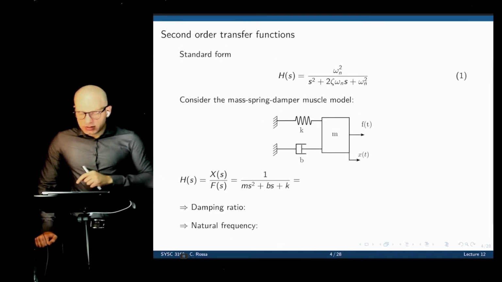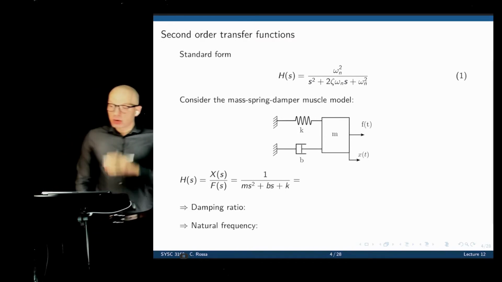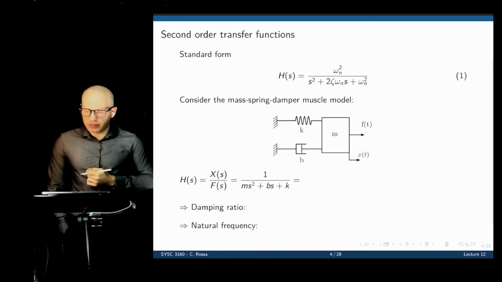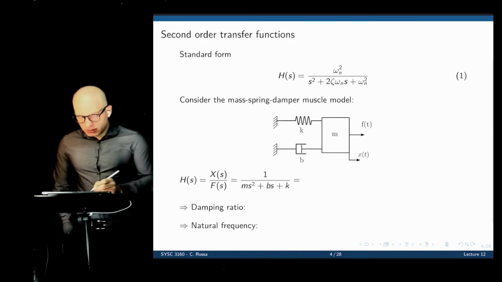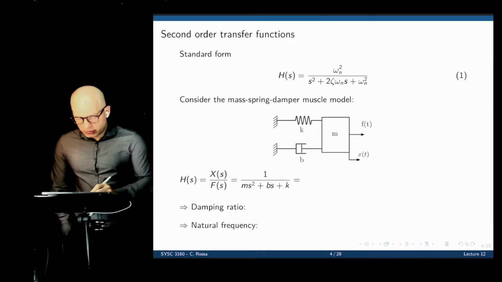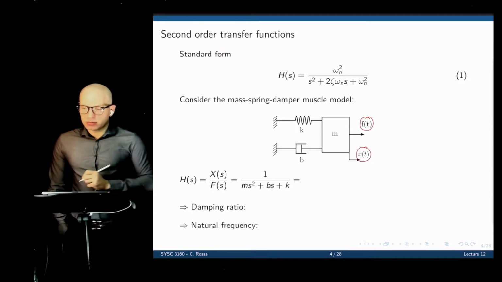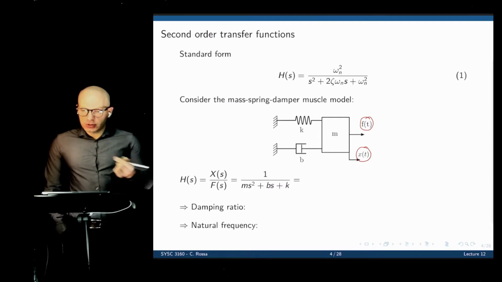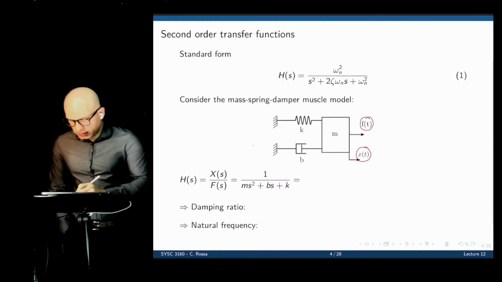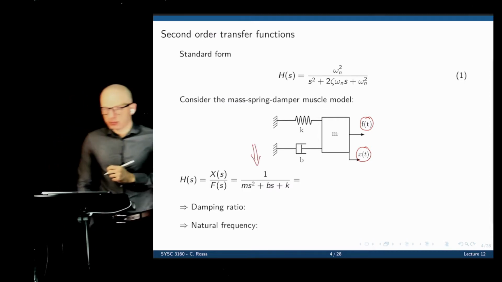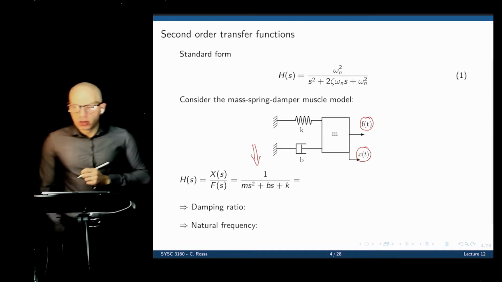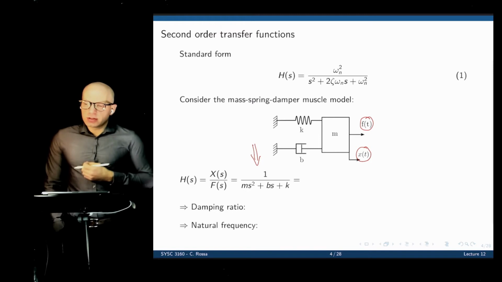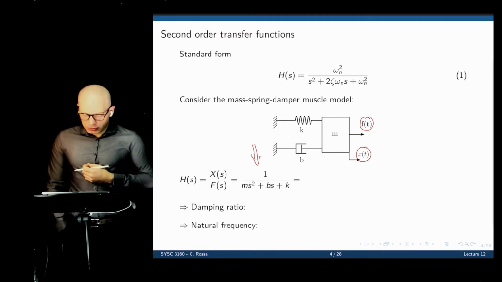Let's consider this example here. We have the standard form for the transfer function, and we have a mass spring damper system. In the mass spring damper system, the input in this case is the force applied to the mass, and the output is the displacement. If we do the transfer function between force and displacement, we get this equation, right? The well-known equation. For now, what are the damping ratio and the natural frequency of this function?